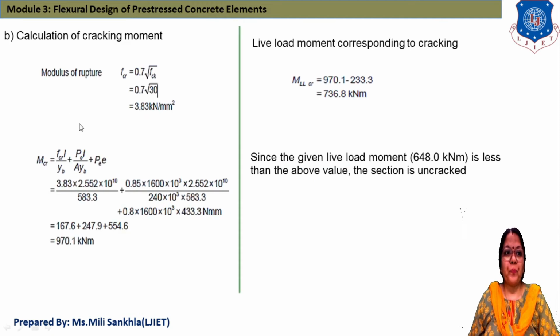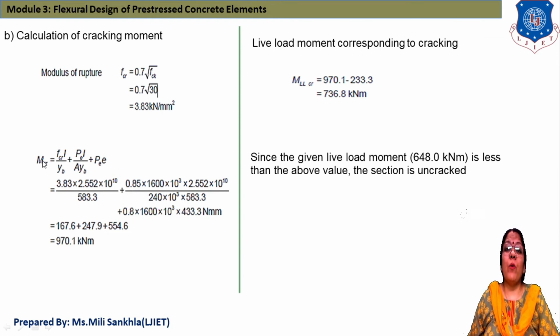Now here we find the cracking moment. What is the modulus of rupture, fcr? The equation of fcr is equal to 0.7 under root fck. In the example, the characteristic strength is M30, that means M30 grade is given, fck is equal to 30. So simply put under root 30, and we get 3.83 newton per mm square. fcr is the tensile strength of concrete, or we can say modulus of rupture. Both are the same. Now we find the cracking moment.